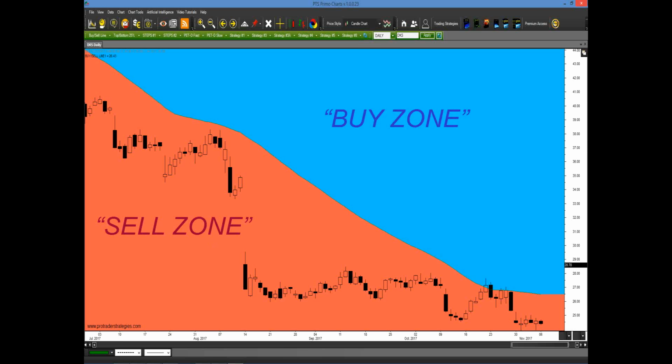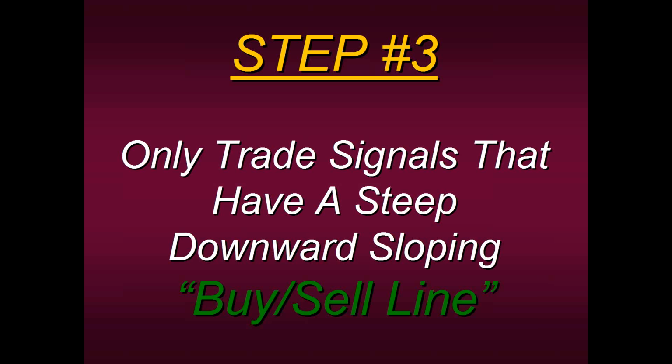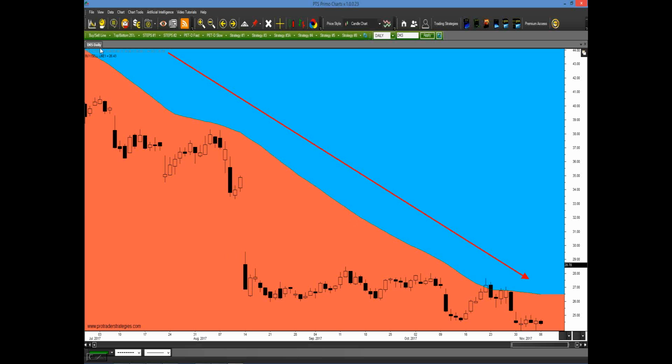All right, so we know that we should have always been at least out of the market or selling short going back months. So step 3: only trade signals that have a very steep downward sloping buy-sell line. Well, if we look, this slope has been very steep to the downside the entire time. Could we have taken advantage of getting short anywhere up here before that big gap? Well, all we want to do is find and see if we could have shorted up here at the top.